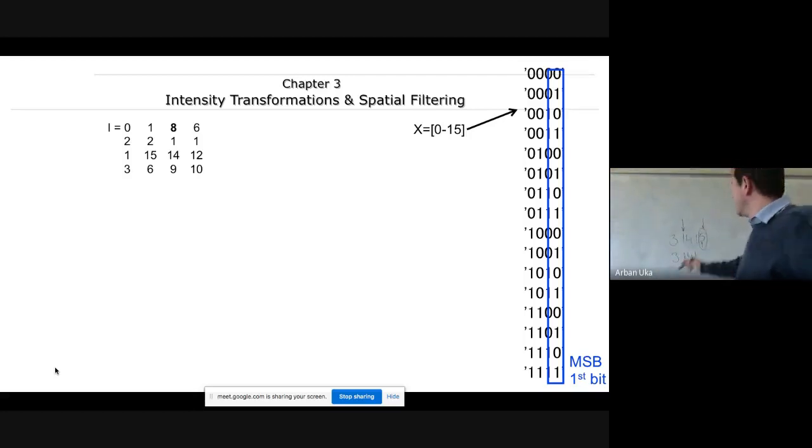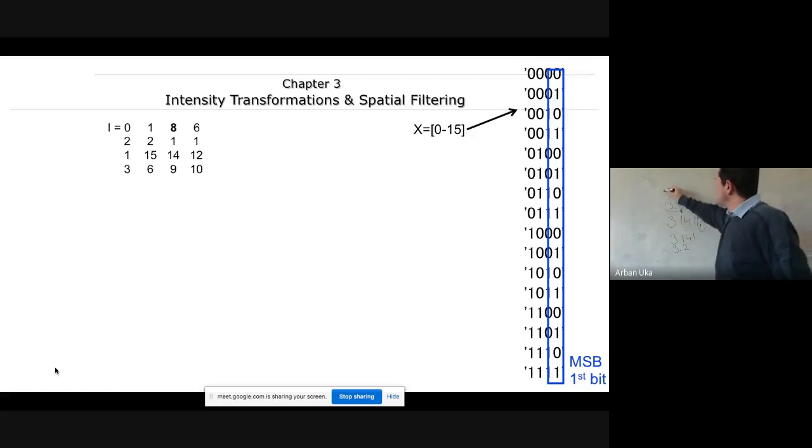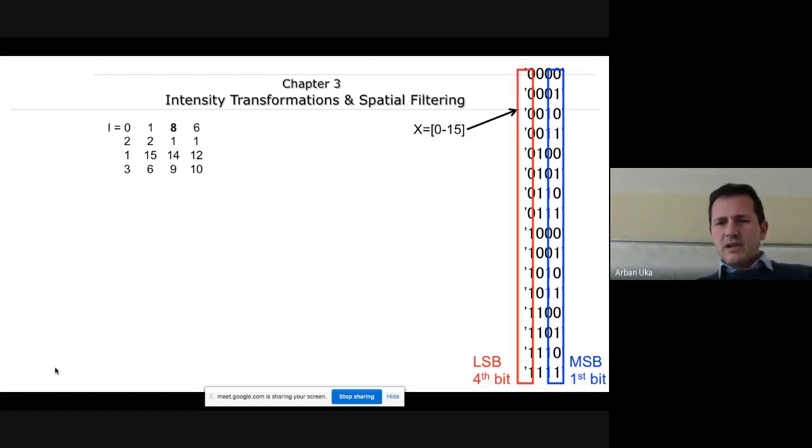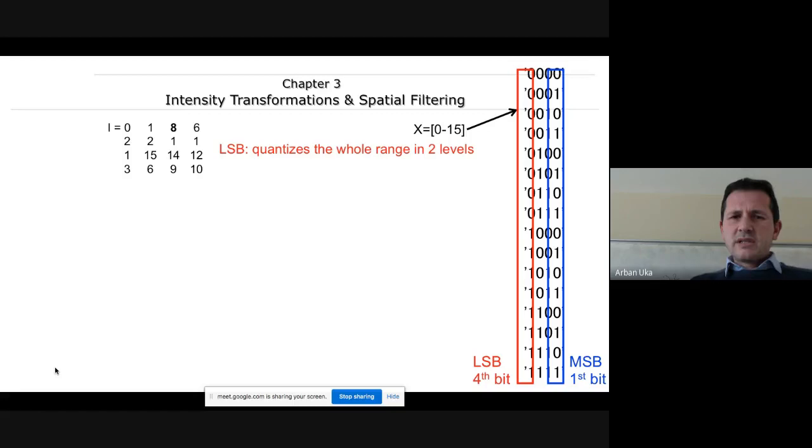The most sensitive bit is the first one, and the least sensitive bit is this one. So you can write this one as 3.14 or 3.2 or 3.1. Imagine going from 3.1 to 3.2, the change is huge. That makes it the most significant bit. So the first bit in this plane is the most significant, the least is the 4th bit. And now the least significant bit quantizes the whole range in 2 levels.